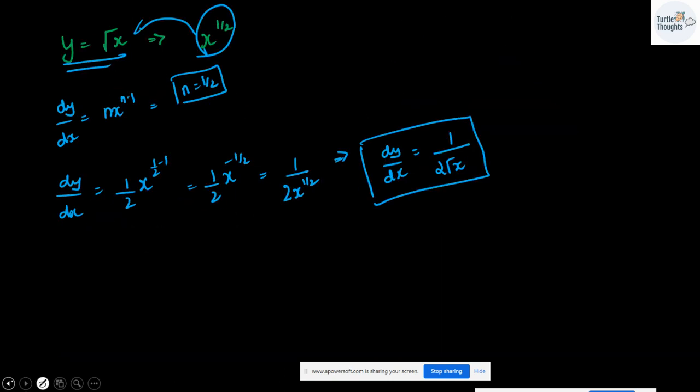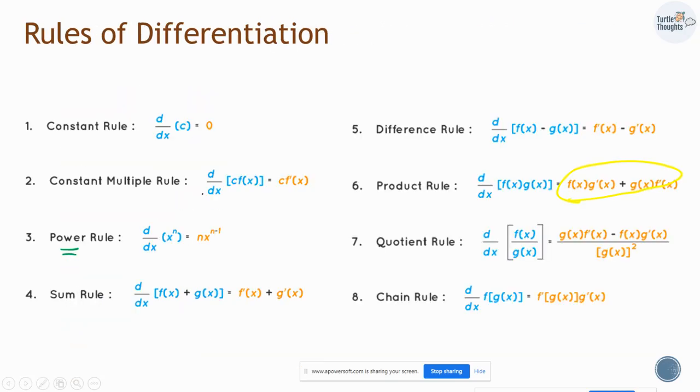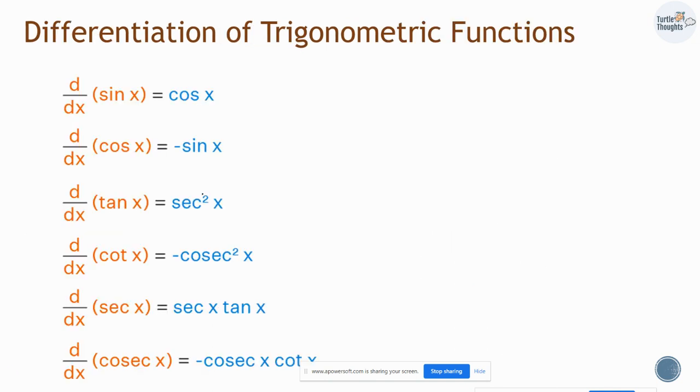Now, let me just discuss a few of the formulas of basic differentials. Then let me go to the next two. We have differentials of trigonometric functions. You have to learn by heart all of the differentials.